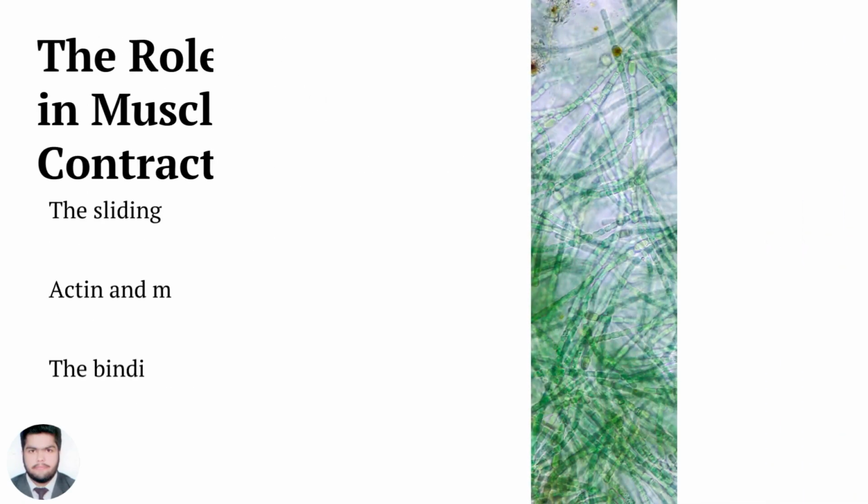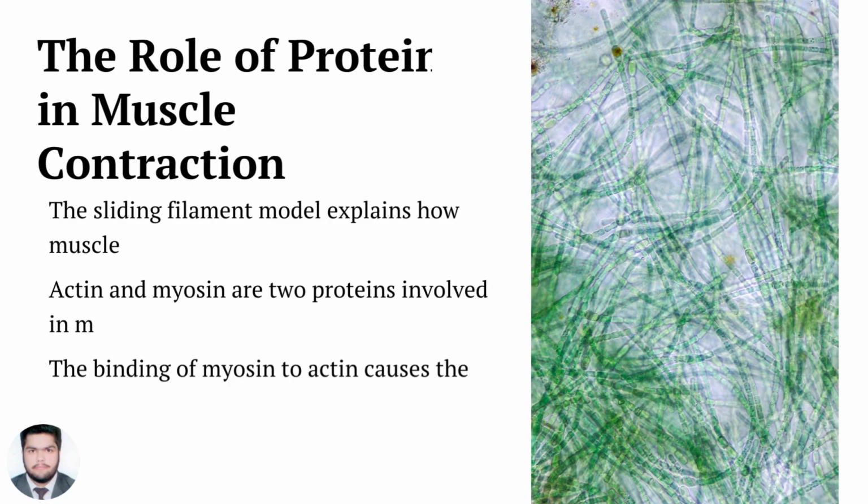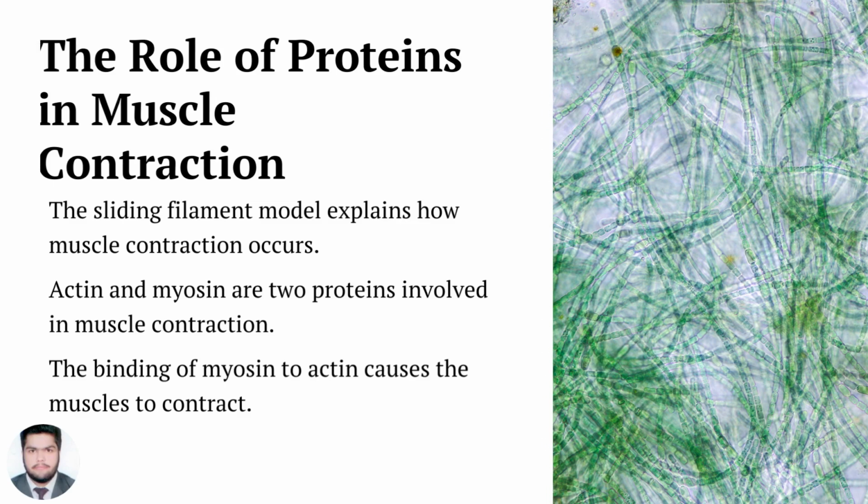The role of proteins in muscle contraction. The sliding filament model explains how muscle contraction occurs. Actin and myosin are two proteins involved in muscle contraction. The binding of myosin to actin causes the muscles to contract.